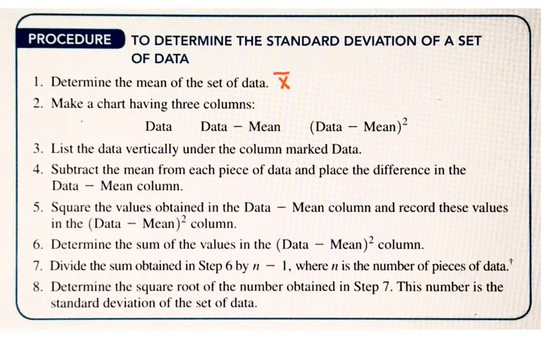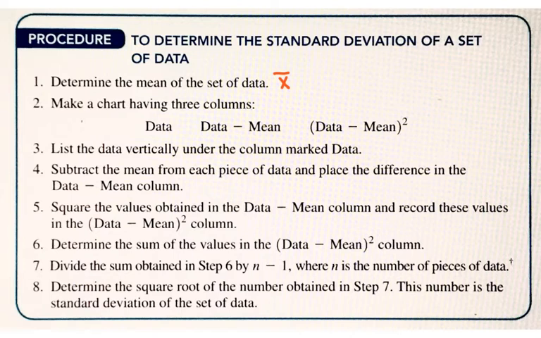The second thing we do is make a chart having 3 columns. We're going to have the data, the information from the set. The second column is going to be the data minus the mean. And then the third column is going to be the data minus the mean, squared. So we're going to list the data vertically under the column marked data. We're going to subtract the mean from each piece of data and place the difference in the data minus mean column. We're going to square the values from the second column to get the values for the third column.